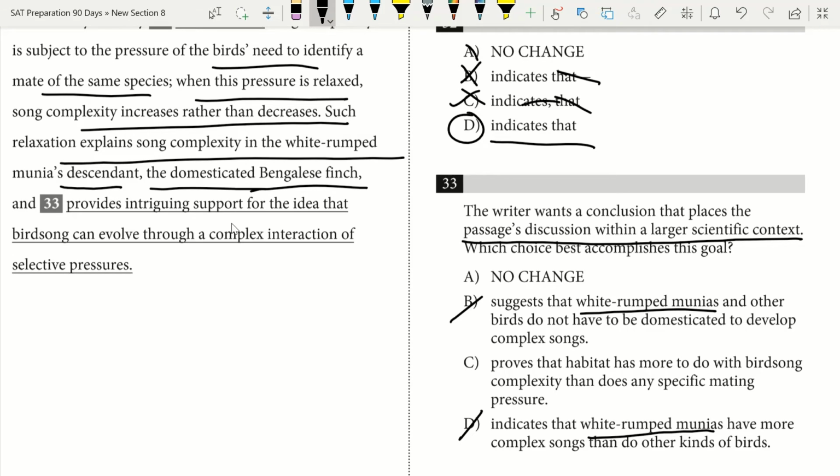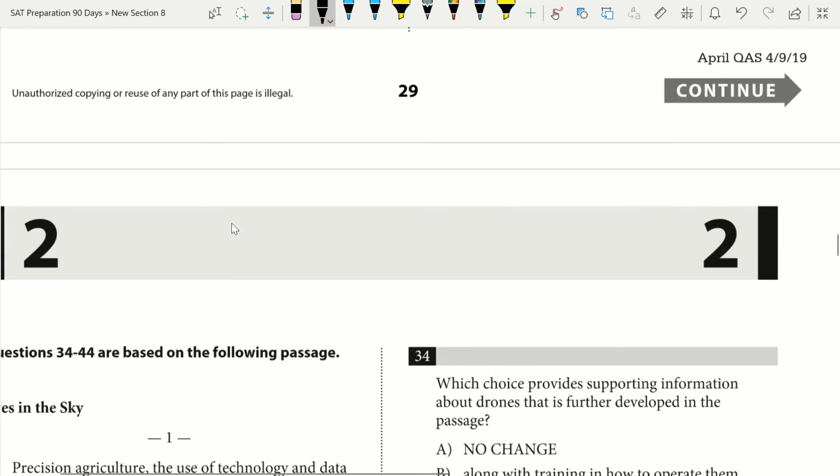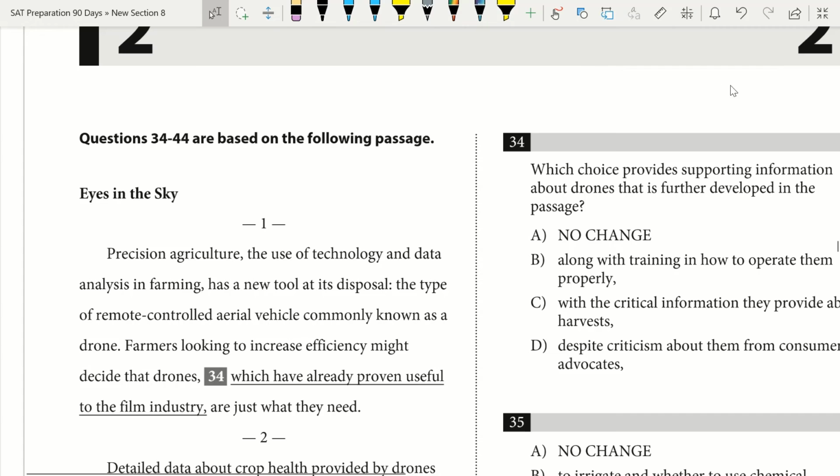I see that option A says "provides intriguing support for the idea that birdsong can evolve through a complex interaction of selective pressures." Yes, absolutely, right? We talk about selective pressures throughout this passage being multiple interactions that really come together to create this birdsong and the complexity behind it. So A would be our correct answer for 33. As far as why C is wrong, C says "proves that habitat has more to do with birdsong complexity than does any specific mating pressure," and we do not make that claim. So C is incorrect there. So now we can go ahead and move on to our next passage.